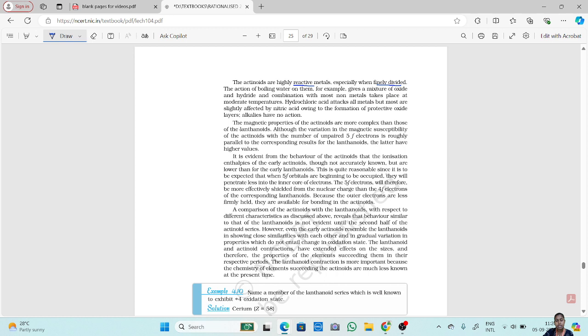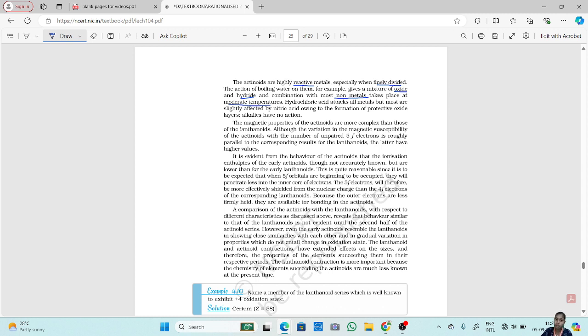Now, hydrochloric acid attacks all metals, but most are only slightly affected by nitric acid, owing to the formation of protective oxide layers. Now, these are their reactivities. So the radioactive metals, the actinides, give mixtures of oxides and hydrides, and also combine with most of the non-metals. All of this takes place at moderate temperature, not at a high temperature, not at a low temperature. It takes place at a moderate temperature.